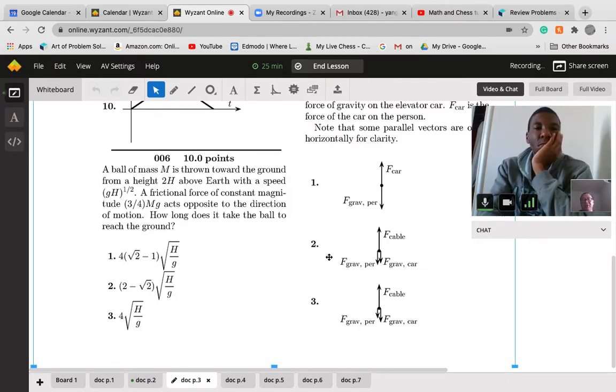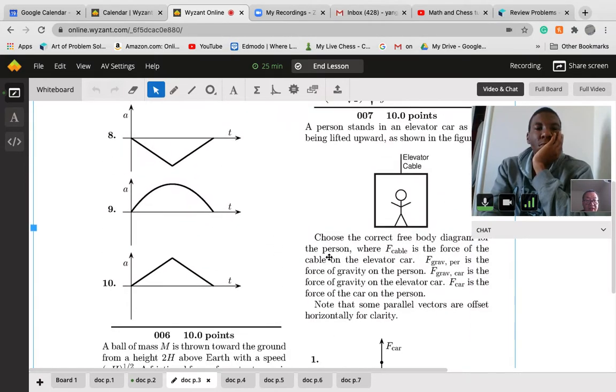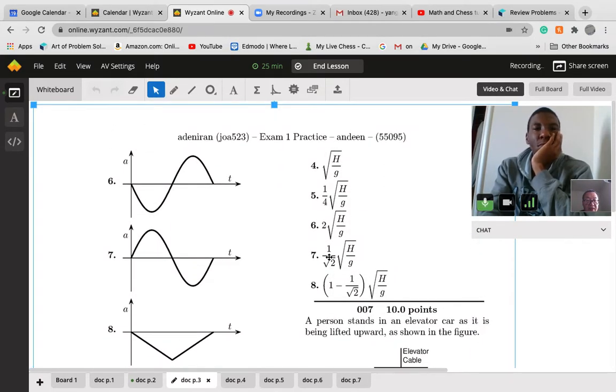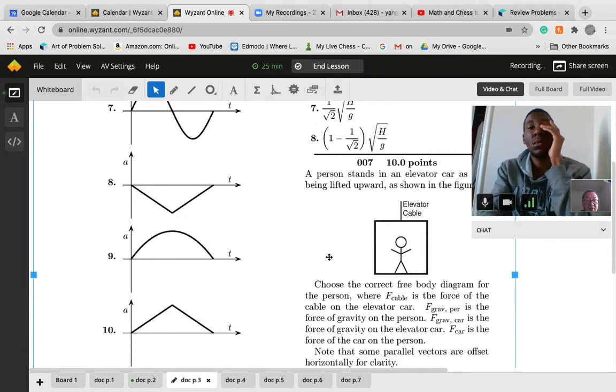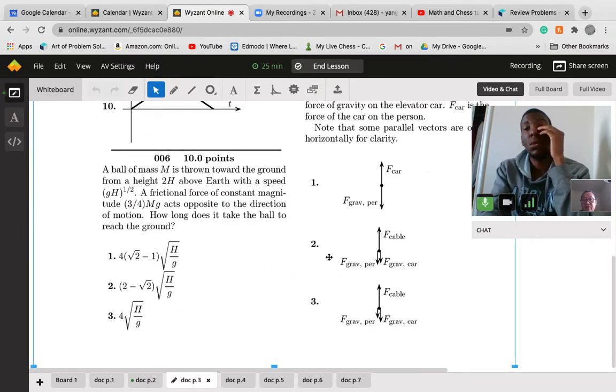This one is a little bit hard. Okay, can you read this problem? A ball of mass m is thrown toward the ground from a height 2h above Earth with a speed of (gh)^(1/2). A frictional force of constant magnitude 3/4 mg acts opposite to the direction of motion. How long does it take the ball to reach the ground?